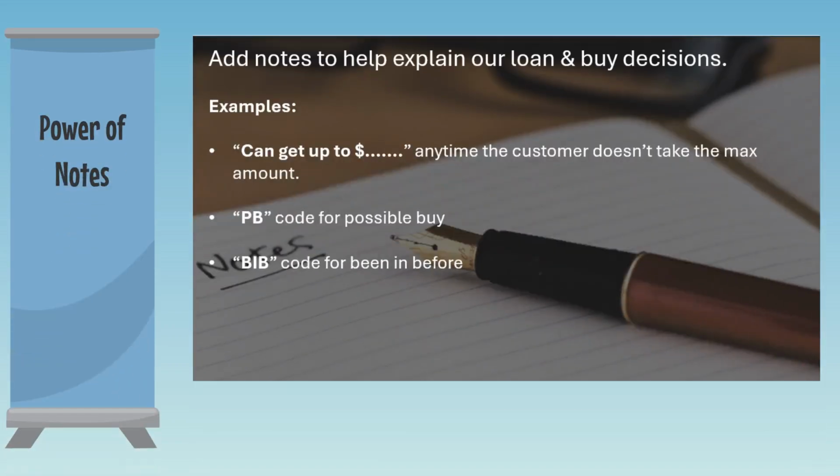You can also write in this section to add other helpful notes like for BP, possible buy, BIB, been in before, or like we just wrote now, can get up to, and whatever dollar amount they can get up to. These aren't just notes, they're tools that help us train smarter, understand customer pattern, and make more money.